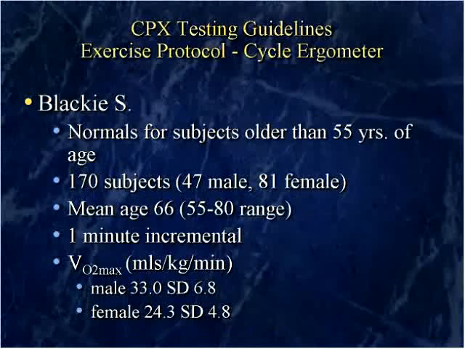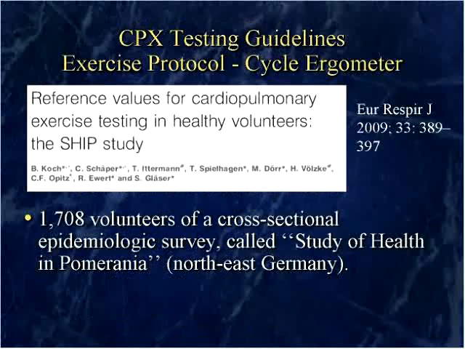Stephen Blackie is another individual that tested individuals and produced normals in the older subjects, age 55 and up, and so he's a very good author to choose for reference for cycle ergometry testing in older individuals.